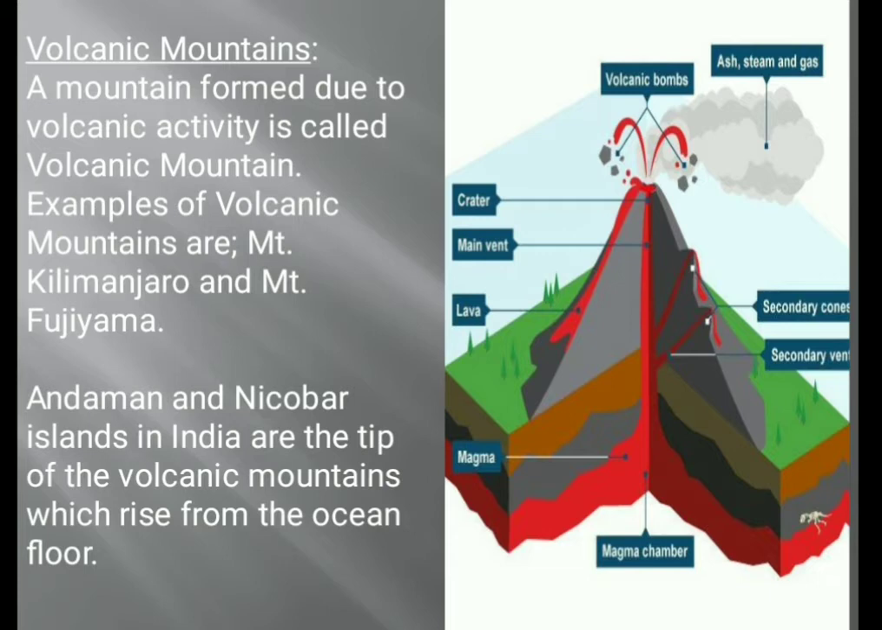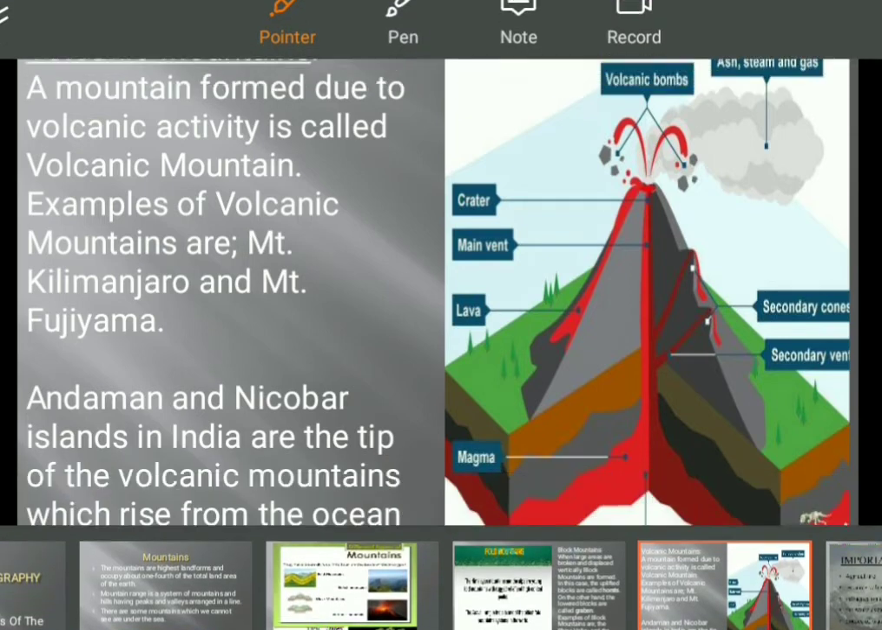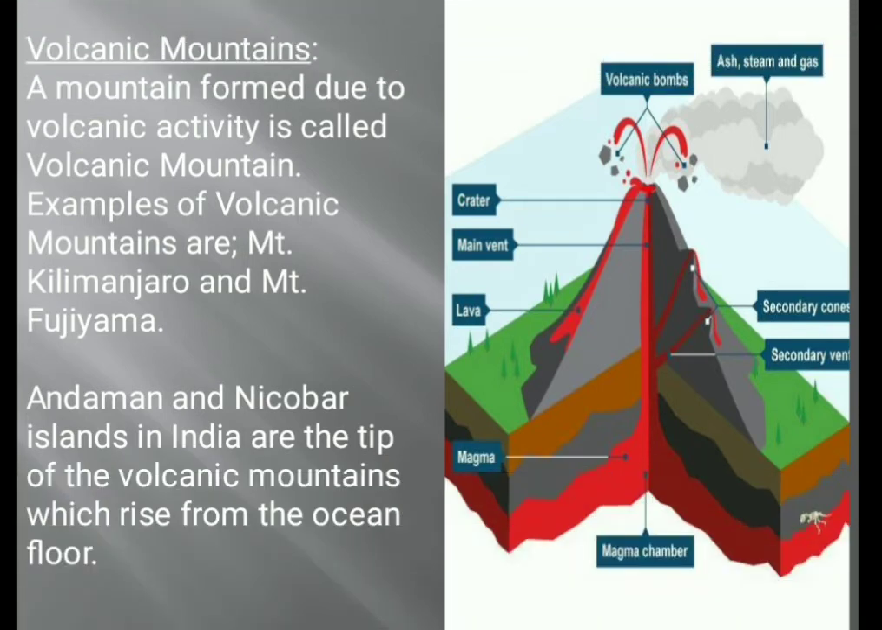Now, here you can see a diagram drawing of the volcanic mountain, how the volcanic bombs are coming, ash, steam and gas. Now you can see the crater, then the main vent and how the lava is coming out, and you can see here magma. Now secondary cones, secondary vents. Now the magma chamber, here this is the magma chamber, and how the ashes and steam are coming out from the inside part of the volcanic mountain. Understood, children?